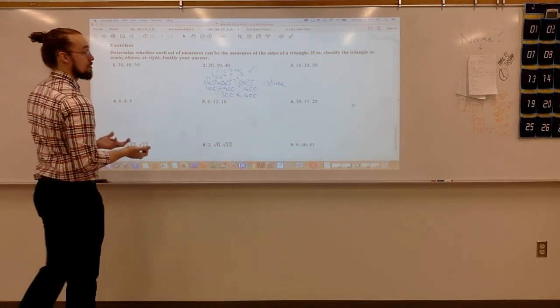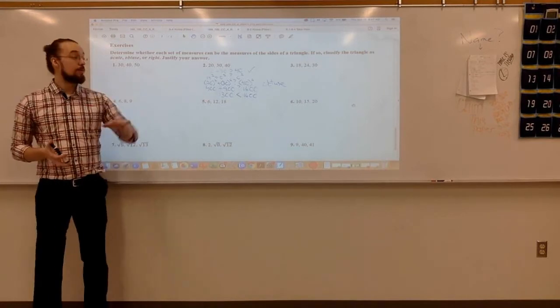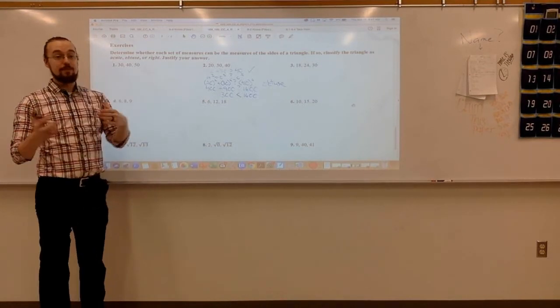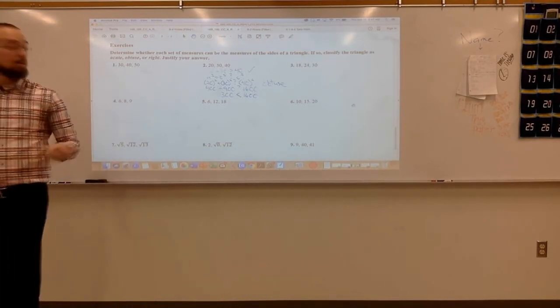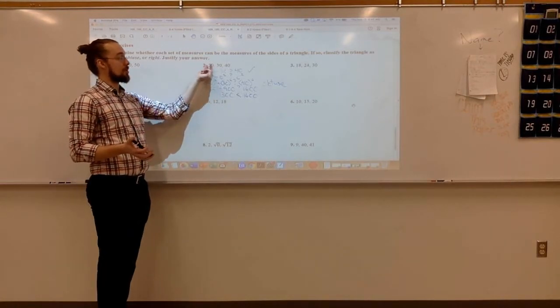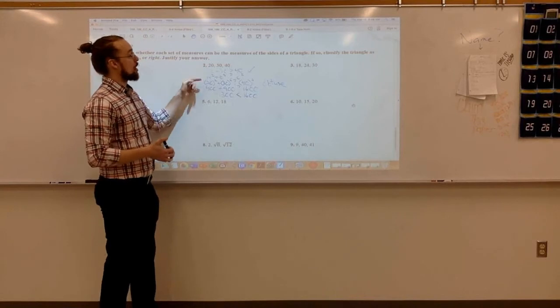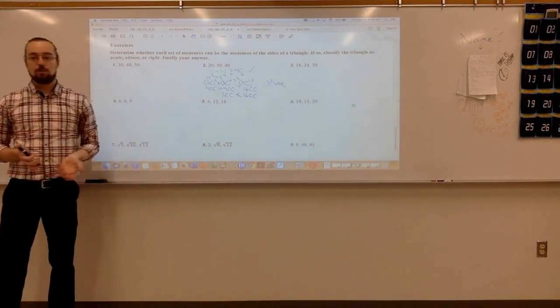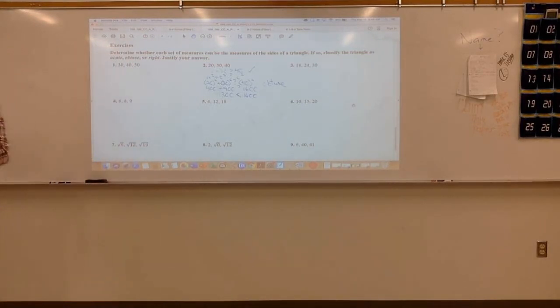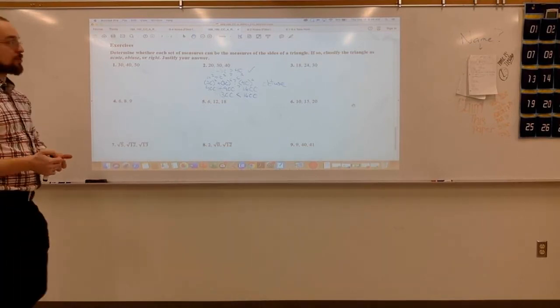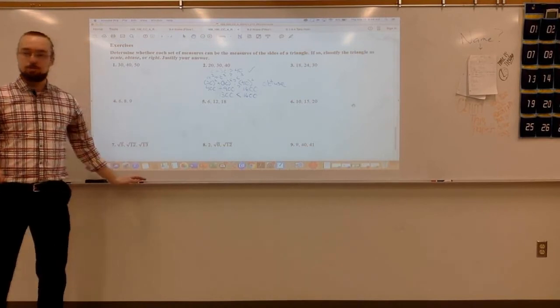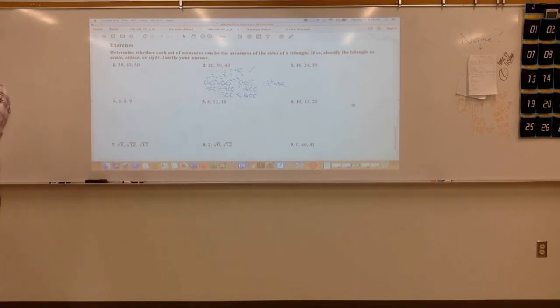Alright, so 2 steps for a problem like this, right? First, figure out whether we even have a triangle or not. See if the 2 smaller sides add up to be greater than the third side. If we do have a triangle, then we use a squared plus b squared and see if that is less than, equal to, or greater than c squared to determine if the triangle is acute, right, or obtuse. Questions?